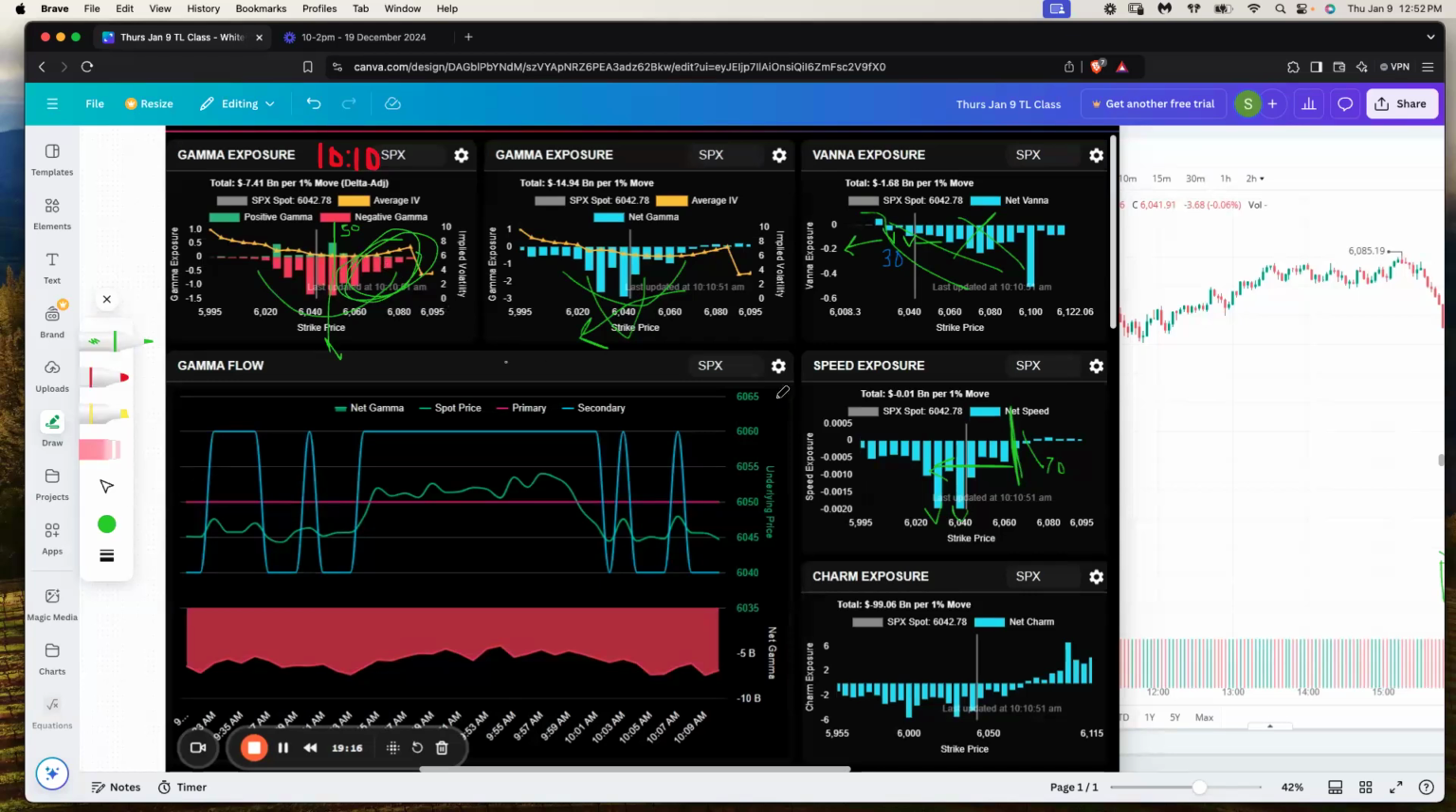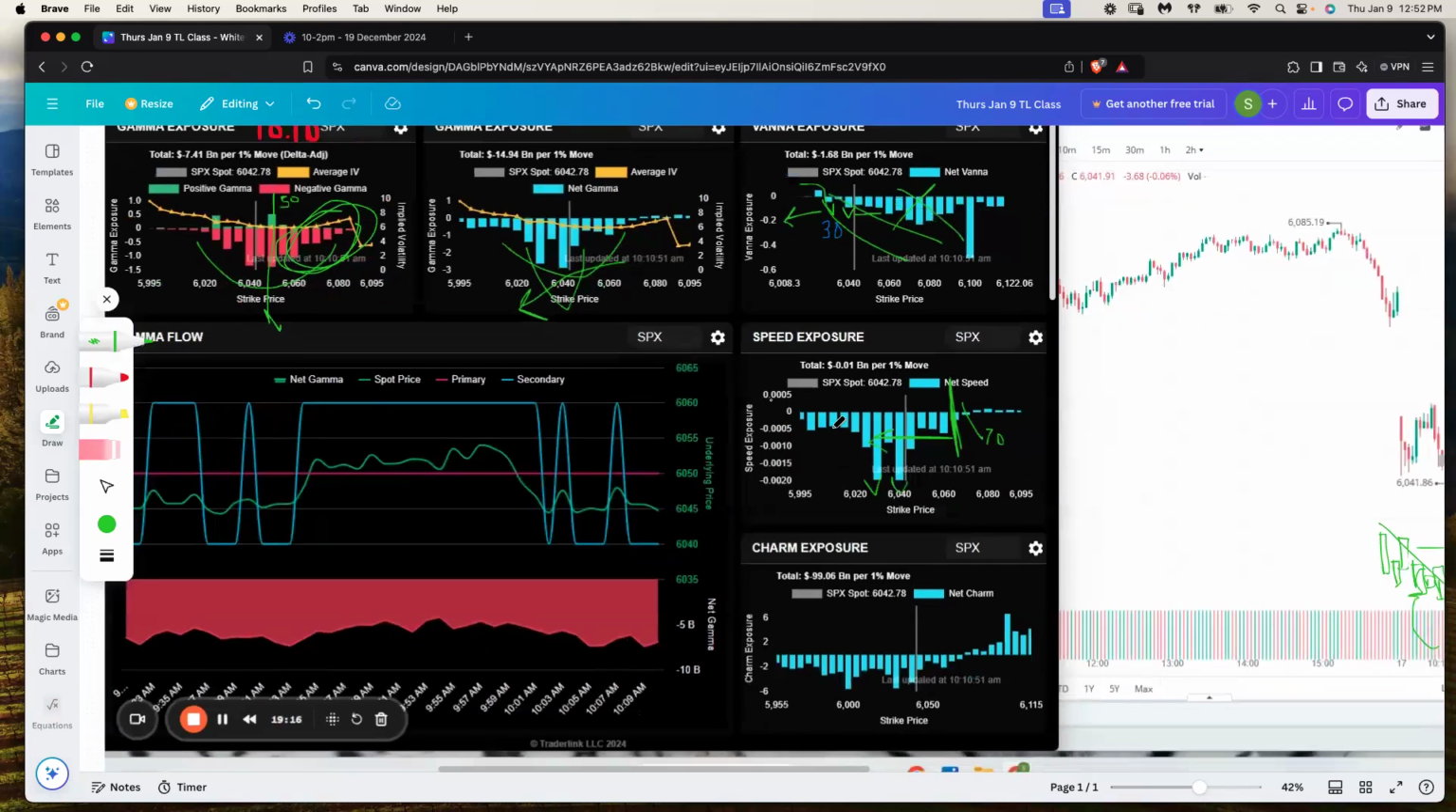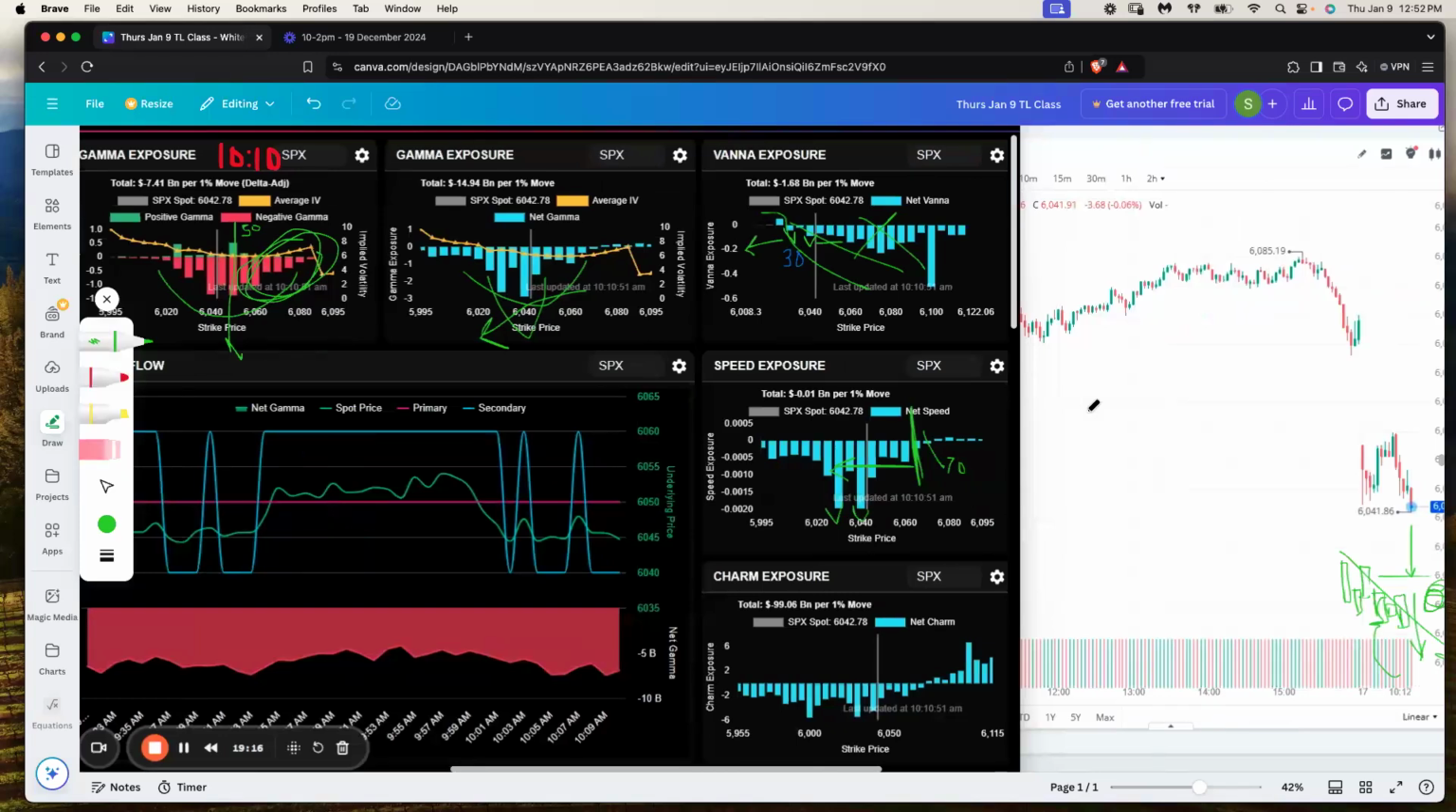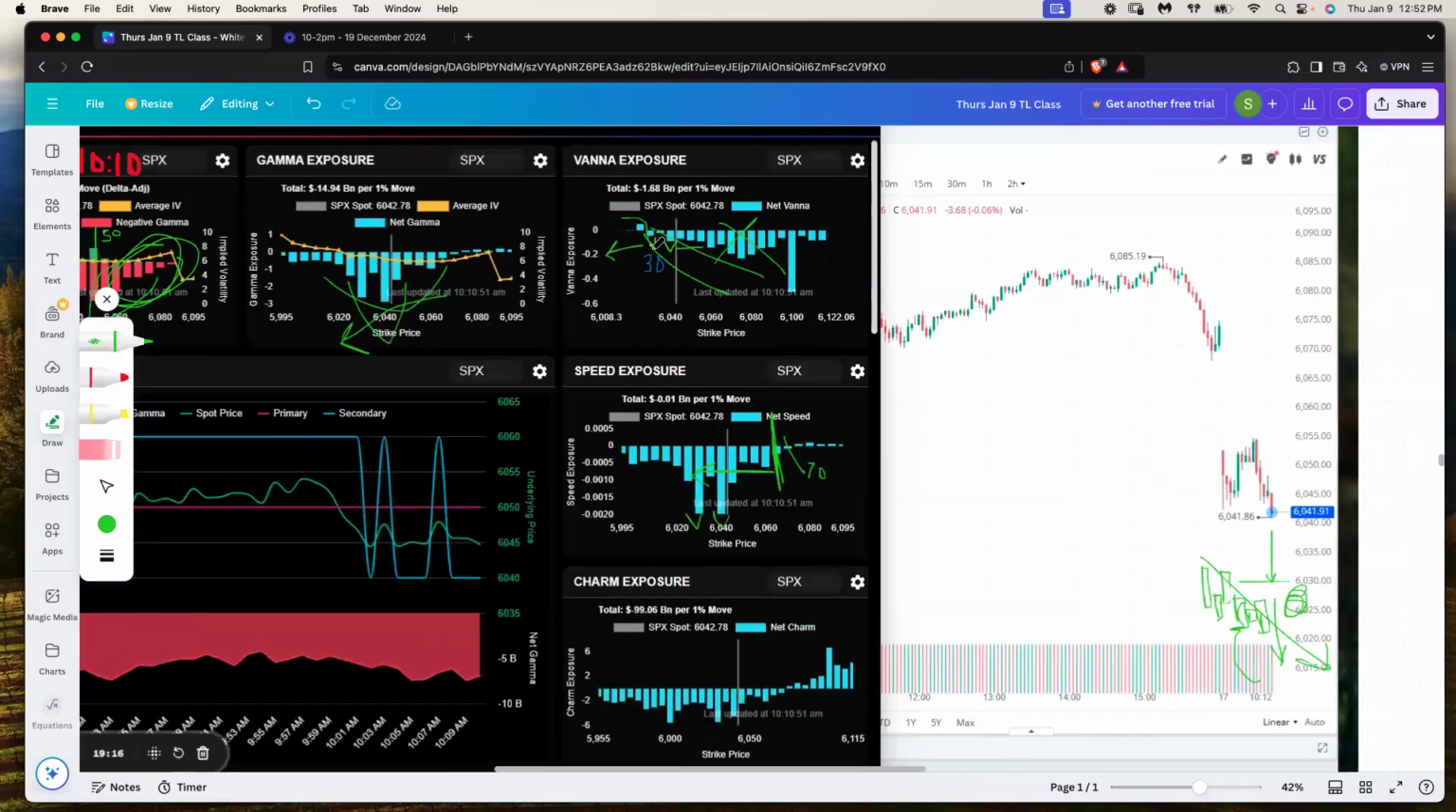So I kind of need to wait and see what's happening. Right now, I'm just mapping out levels and areas of interest. We've got 30, well, we're already at 40, but we've got 30 and 25 mapped out just because of this area here. And your 0 point is actually here, right? So you want to just sort of note that. But I don't really have a trade idea here. So I'm going to wait.